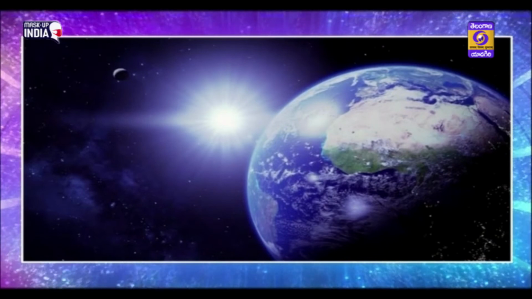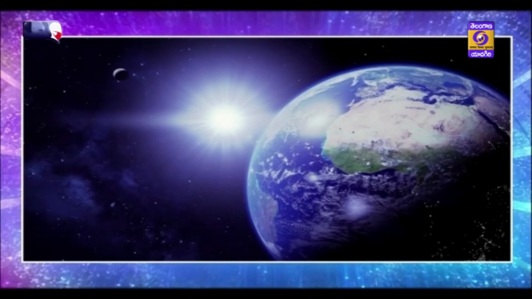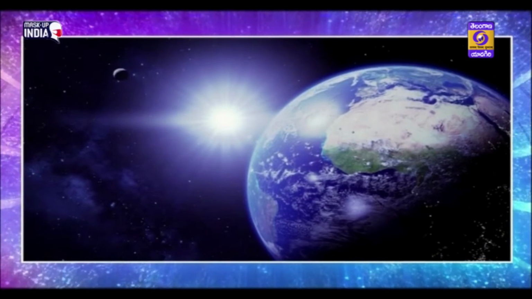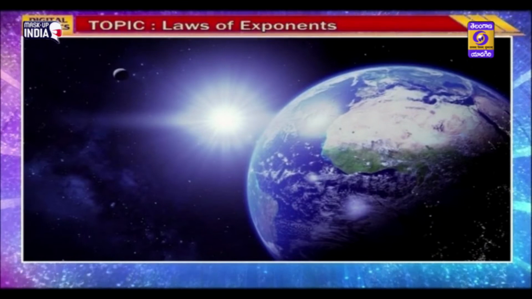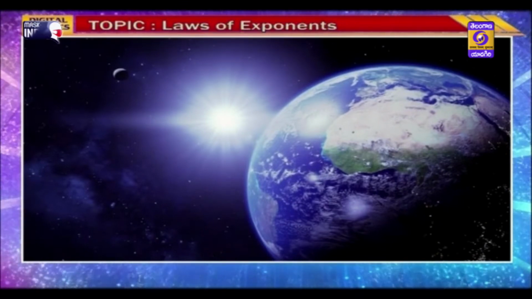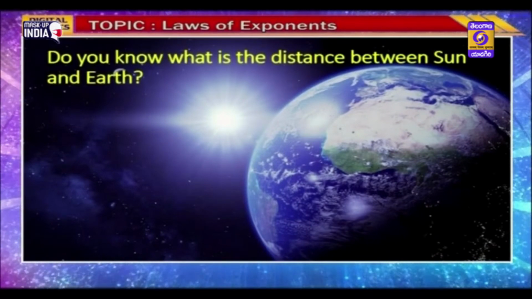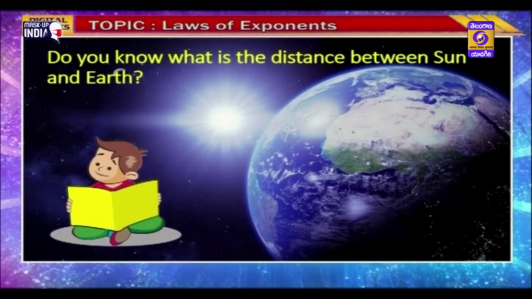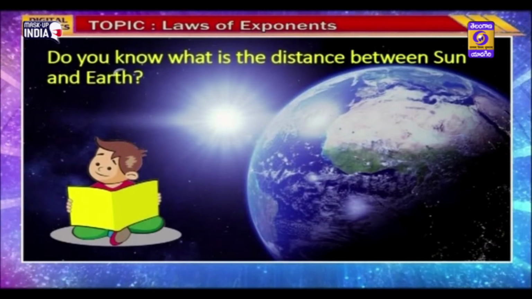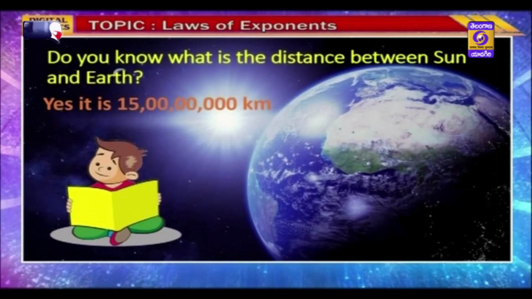What is this? Yes, you are right. This is the earth. And what are you observing? The sun also. Do you know what is the distance between the earth and the sun? Think carefully, everyone. It is 15 crore kilometers.